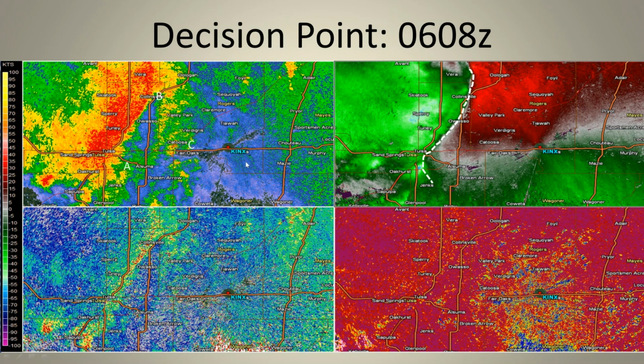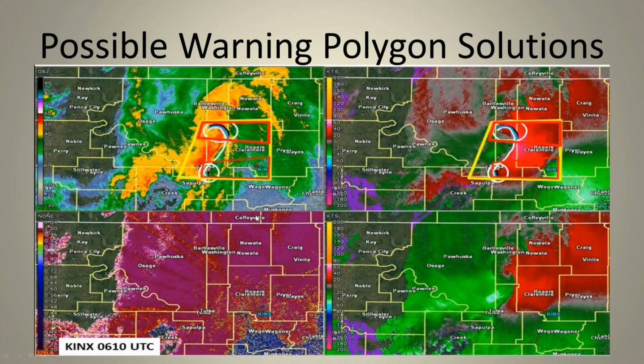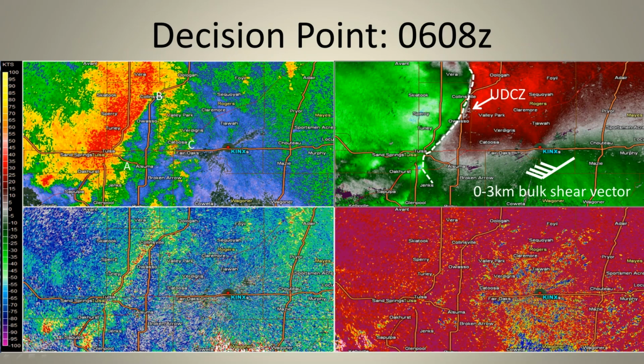And so if we think about this, we've got the bulk shear vector, which has now increased to 40 knots, and line normal, it's almost perpendicular to the line in this region. And in places A, B, and C, where would you expect intensification? Your warning forecaster needs input on the mesoscale. Where would you tell him or her the most likely area for tornado development in the next 20 minutes? It's more than likely going to be A, based on this surge, and also B. So A and B are both likely locations.